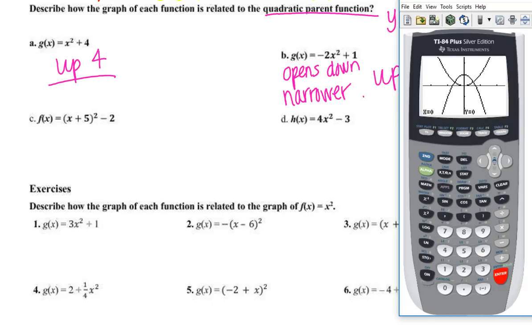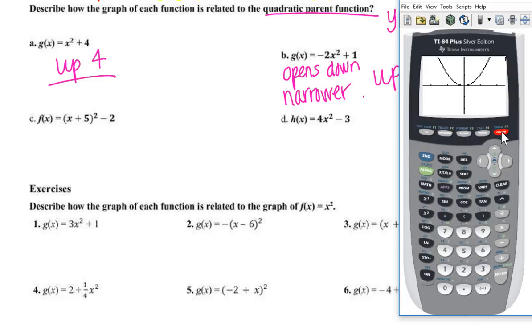Now, C is a little different because on C, clear it out real quick. We have like some parentheses and stuff. So some weird stuff's going to happen, but I'll show you. We're still just going to graph it in the calculator. X squared is my parent function. So parenthesis x plus 5, close it, squared, minus 2. And then I graph it.